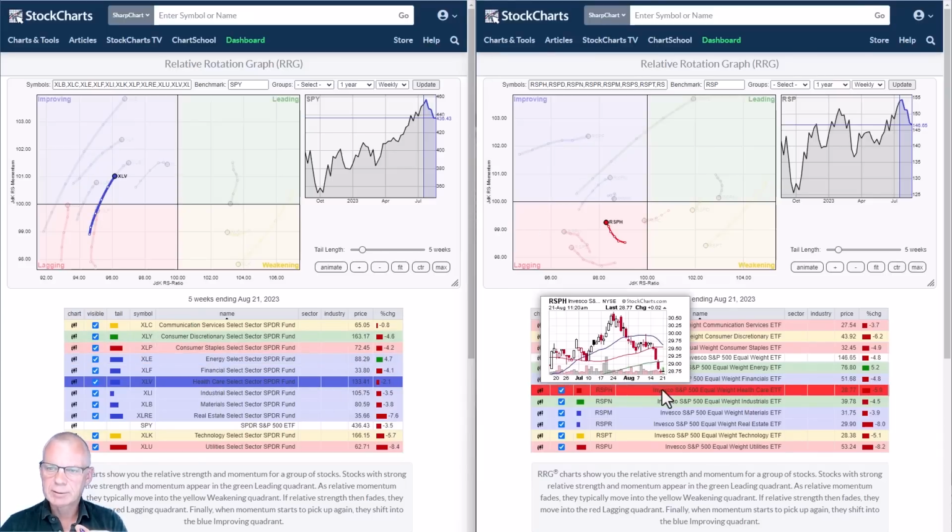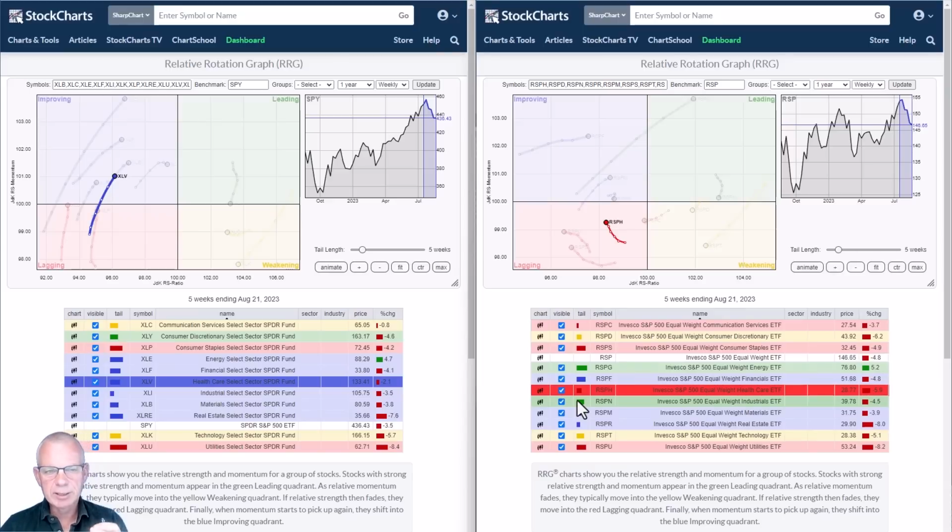Here's healthcare. Here you see, again, a clear difference. Cap-weighted XLV is already inside improving and started to pick up on the RS ratio scale, so starting to move towards that leading quadrant. If you look at RSPH on the equal weight version, it's still inside lagging and still moving to the left on the RS ratio scale. Picking up a bit of momentum, but still moving to the left, so it's still losing relative strength. So here, XLV is clearly in better shape than RSPH.